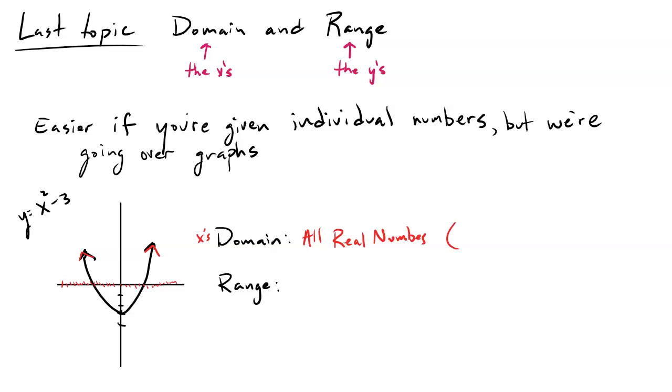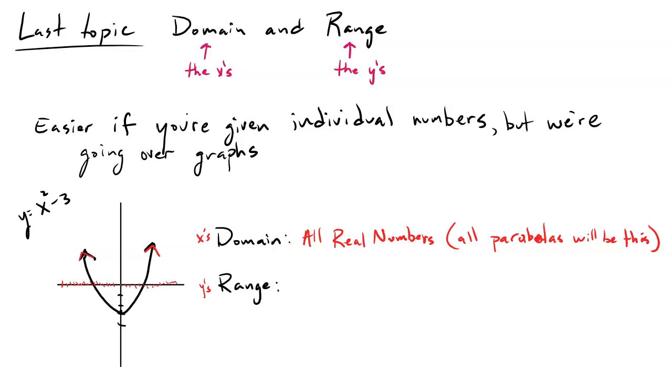And every parabola is going to have that. So for every single parabola, the domain is going to be all real numbers. The range is what's going to be different on every picture.